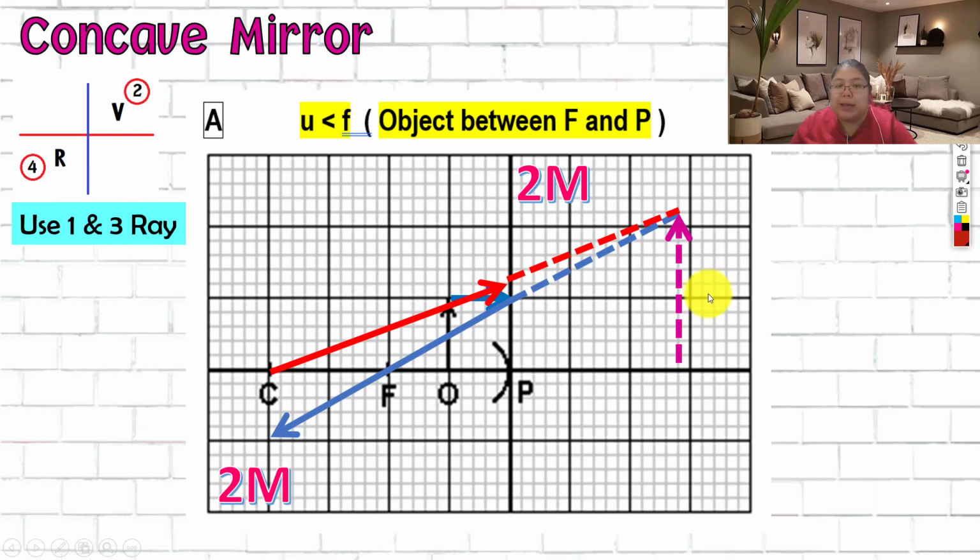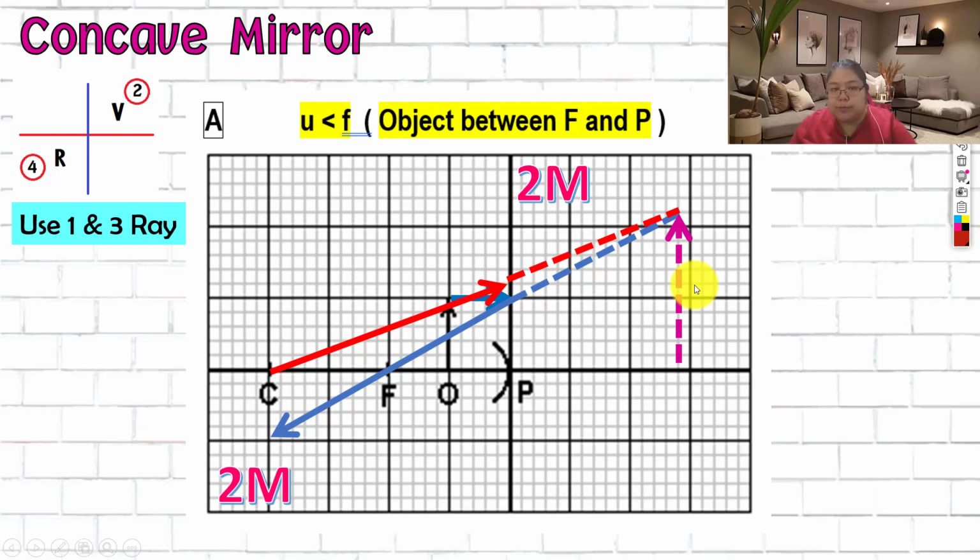Then we compare the size. Does the size become bigger or smaller? The answer should be bigger. So the final image becomes bigger. Now we see what the characteristics are. First one, the image is above the horizontal line, then surely it is virtual.